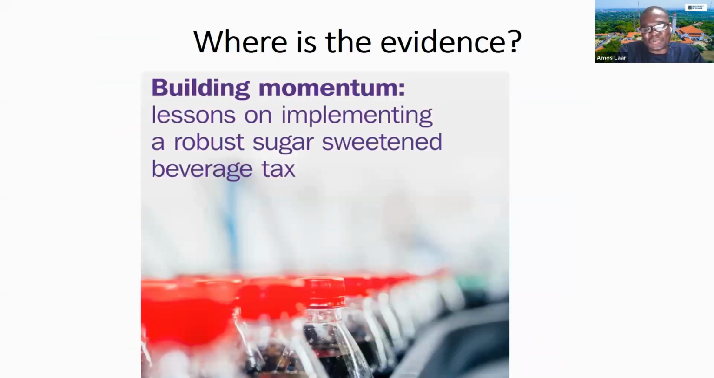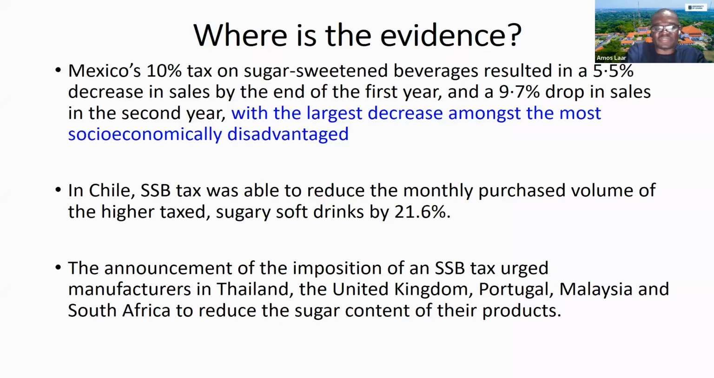One other thing that those who present those oppositional arguments have always questioned is, do you really have evidence? Is there evidence that this really works? And so those who are looking for evidence can visit a compendium of research findings and evaluations that is compiled by the World Cancer Research Fund International. They looked at lessons on implementing robust sugar-sweetened beverage taxation. And I'm presenting to you some of the findings or evidence compiled by them.